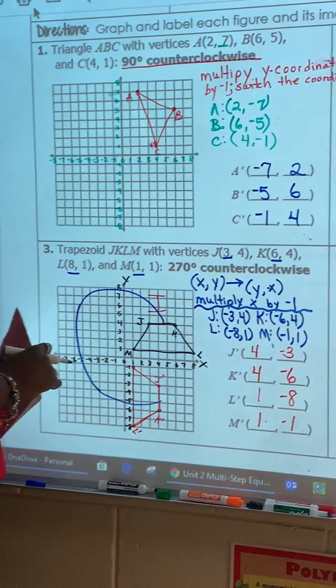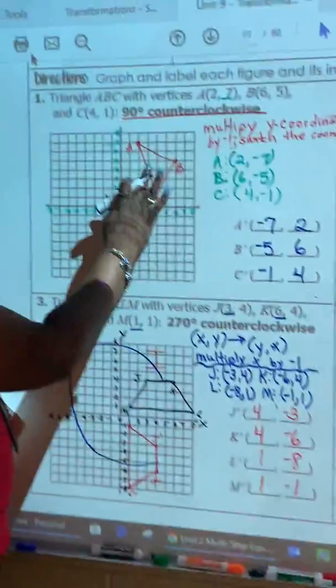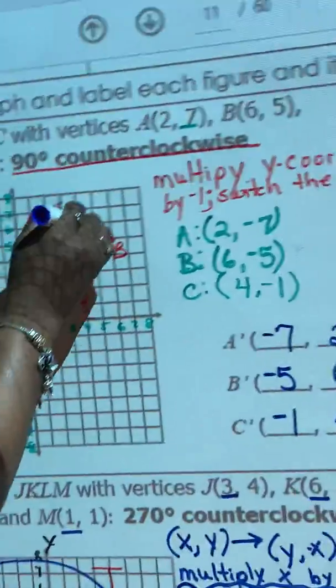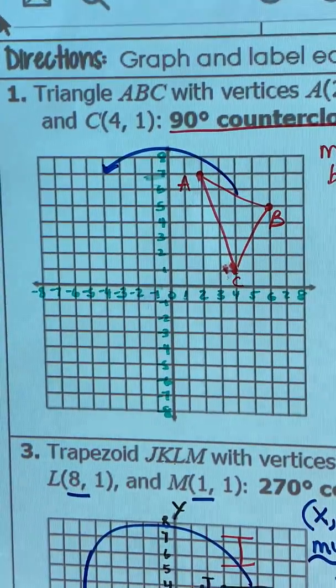So another way to check it, you're going 90 degrees counterclockwise. That means this triangle should move from quadrant 1 to quadrant 2. That's another way to check. So let's start graphing.